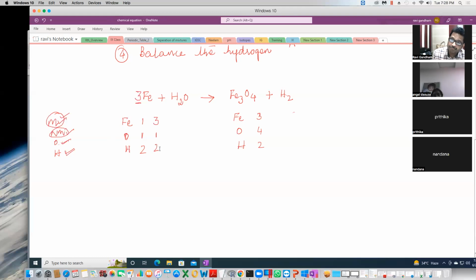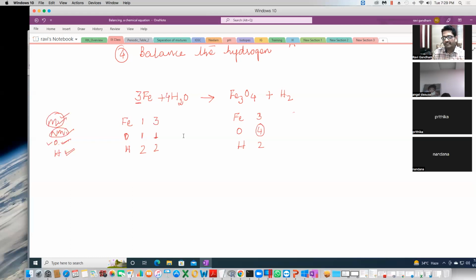So we'll balance oxygen now. Is that okay? You have 4 here, but you have only 1 here, so you write a 4 here so that you'll have 4 oxygen here. Is that okay, Nandana? But sir, if you write it before the hydrogen? No, we'll balance the hydrogen at the end.